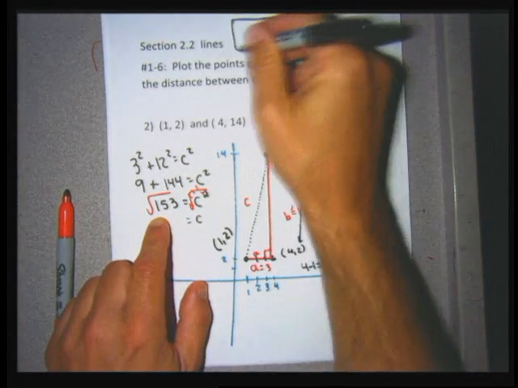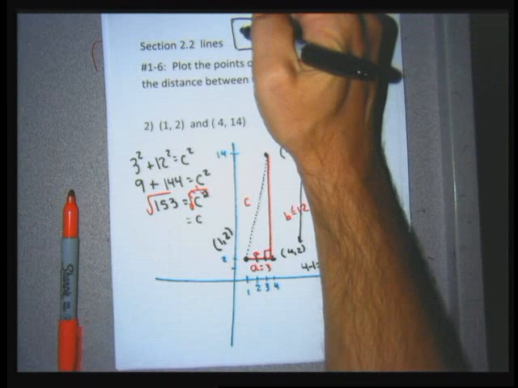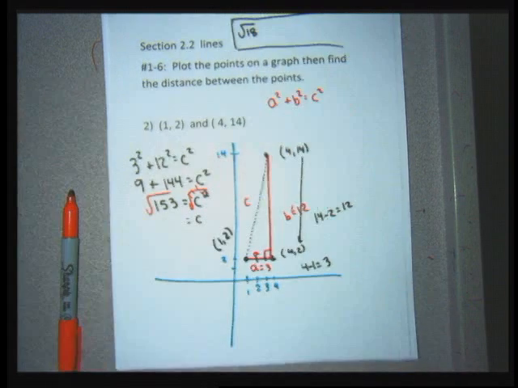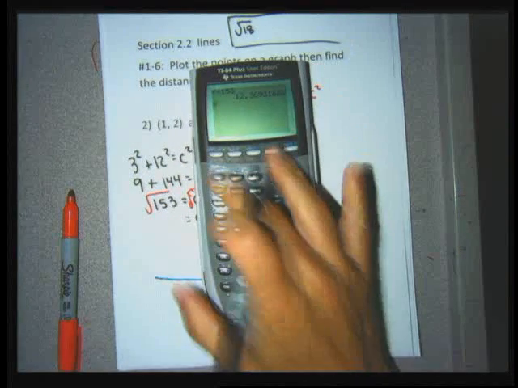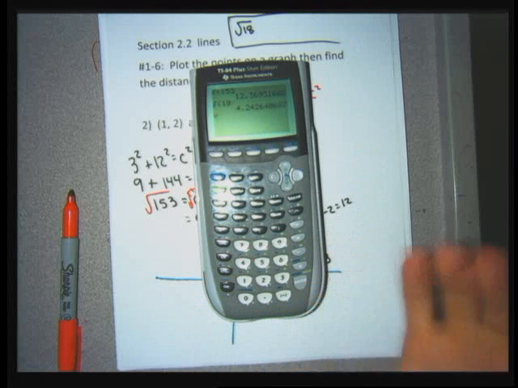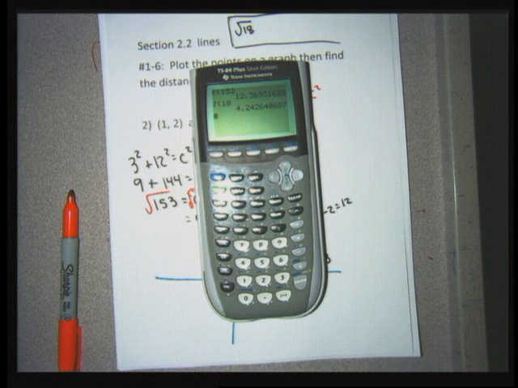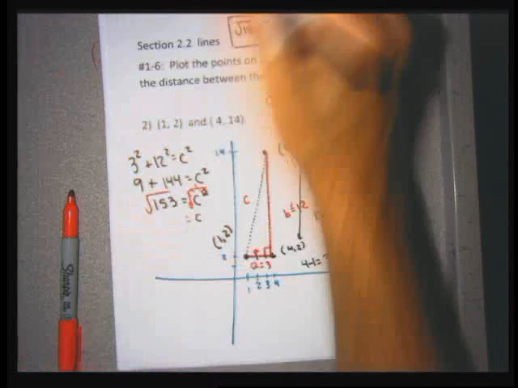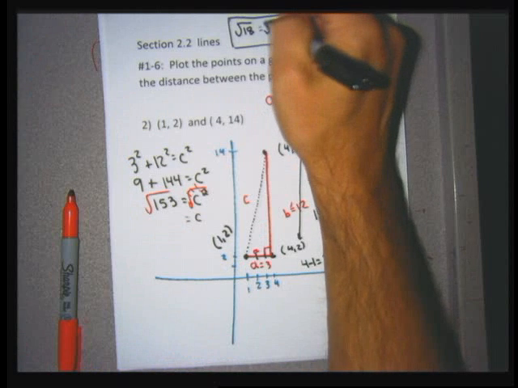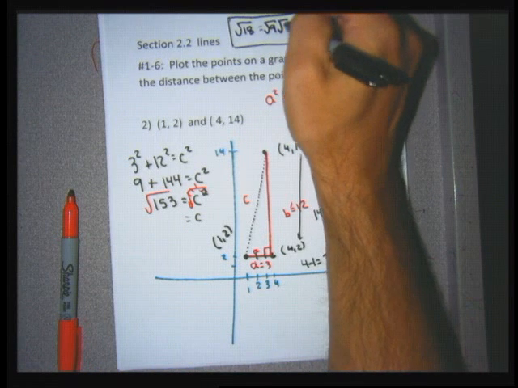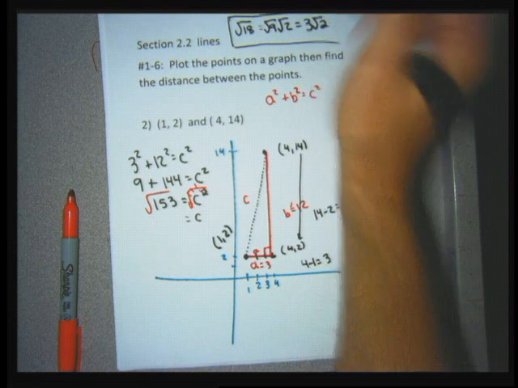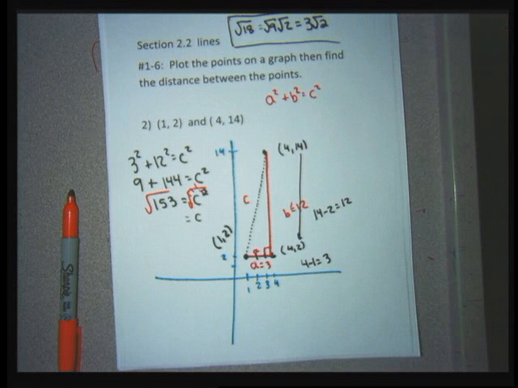Just to refresh your memory, if I got an answer like the square root of 18, which would also be a decimal, I could represent the square root of 18 differently in a non-decimal form by breaking up the 18 into 9 times 2, and I can rewrite the square root of 18 as 3 times the square root of 2. So I'm going to see if I can do that with the 153.